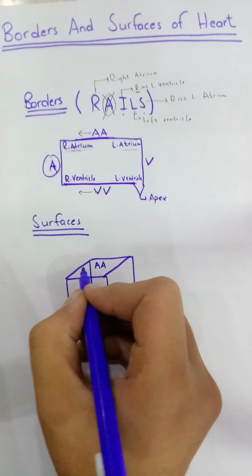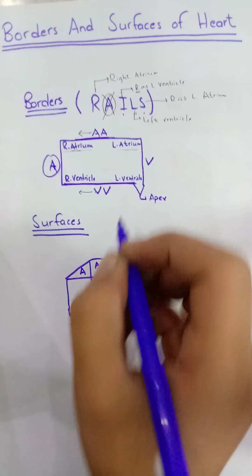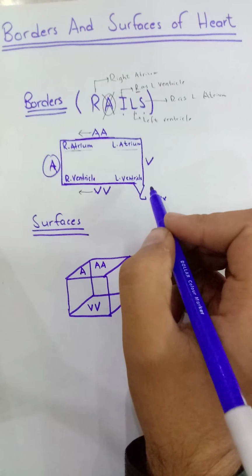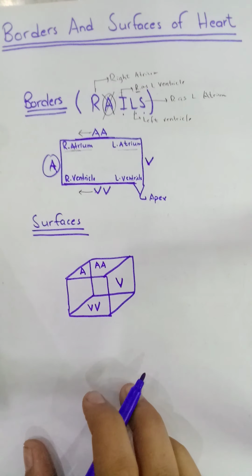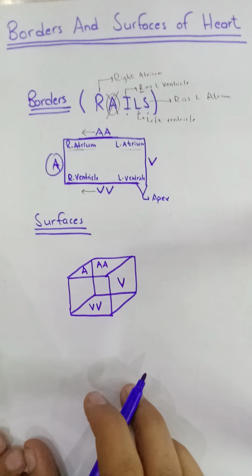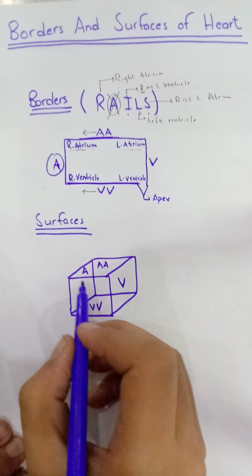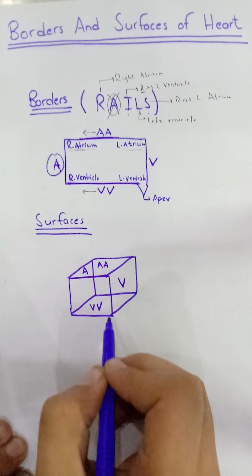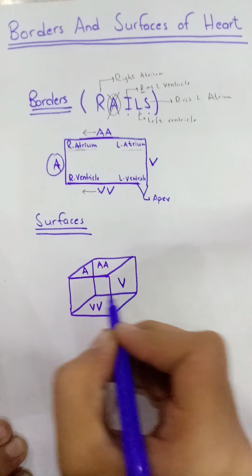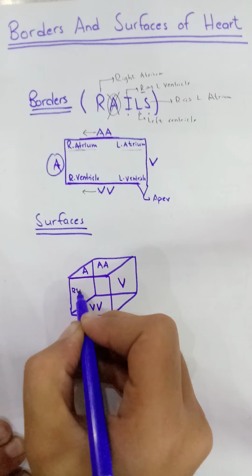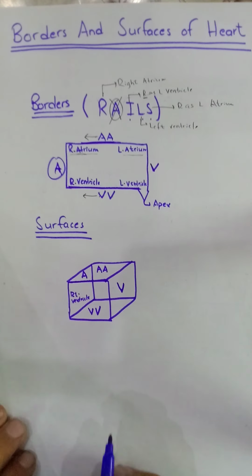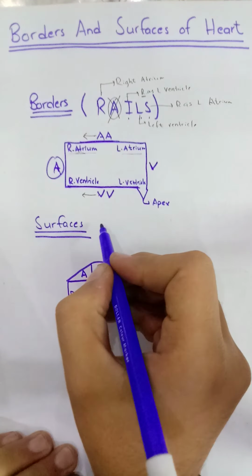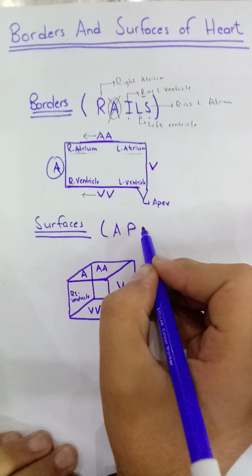The right surface was right atrium, so this will be the right surface. The left surface was ventricle, so this will be the ventricle. One addition in this diagram will be the anterior surface, and this anterior surface will be the right ventricle. And the mnemonic for the surfaces is APRIL.